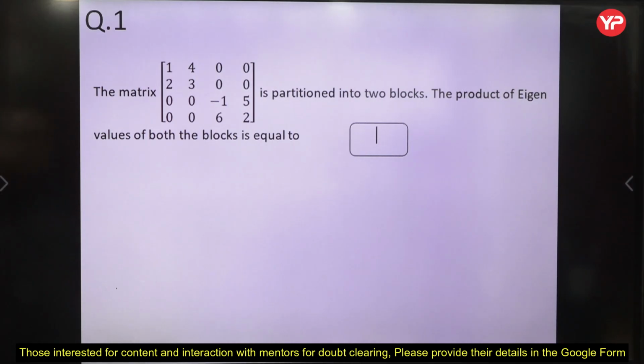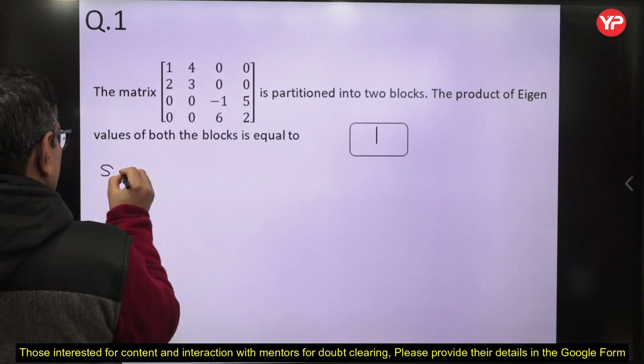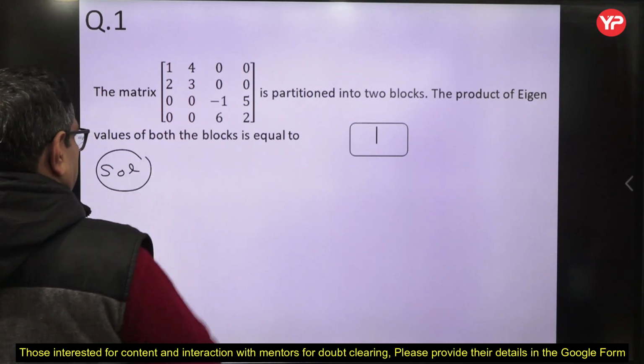So the first question is there. Read the question and try to find out the answer. We are given a matrix. That matrix is partitioned into two blocks. The product of eigenvalues of both the blocks is equal to... We have to find the product of eigenvalues of both the blocks. So you know, this is a block diagonal matrix.